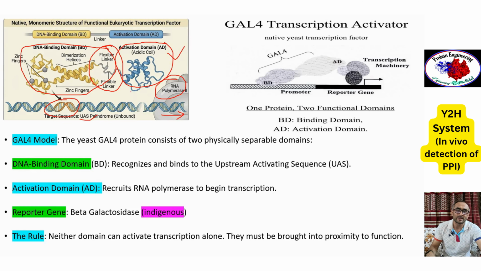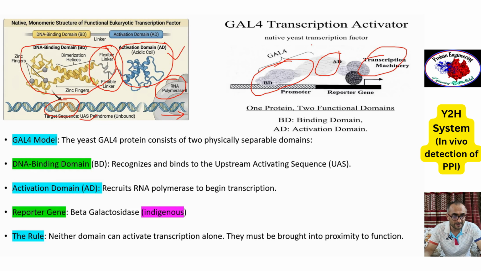For example, here gene expression is checked in terms of a reporter gene. A reporter gene could be anything. For example, the beta-galactosidase enzyme can be used as a reporter gene, to see whether gene expression is occurring. In this case, the BD domain binds to the promoter region, and the AD domain recruits the transcription machinery, RNA polymerase, so gene expression can occur. That's the core logic of the functioning of a transcription factor.